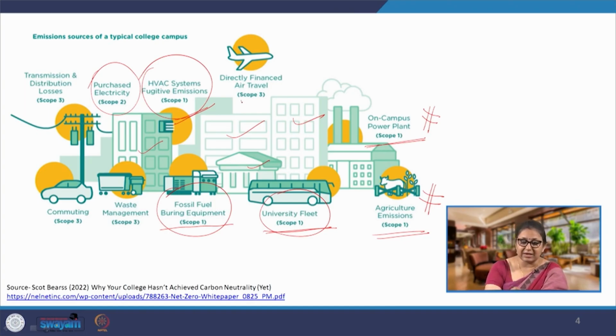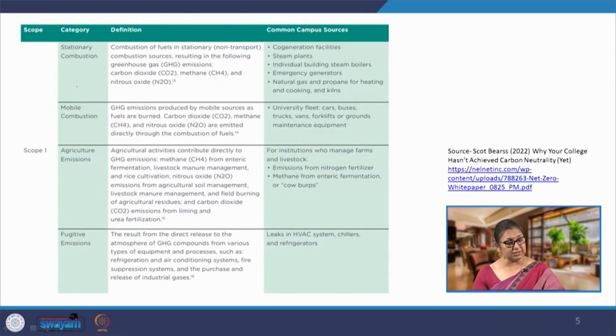Scope 3 is directly financed air travel, the business related travel, commuting to and from the university campus of its students, staff and all the faculty members. So all this is part of scope 3, and there is a larger value chain, and there are T&D losses which also go as scope 3. So this is primarily the activities which contribute to different emission scopes for a university campus.